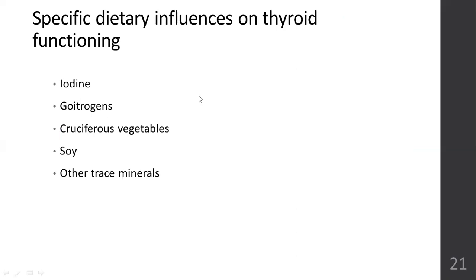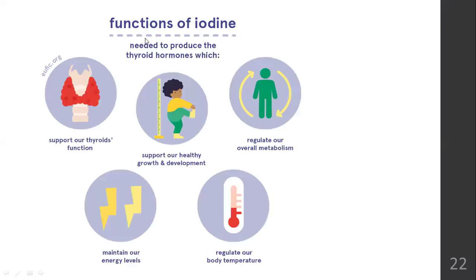Coming to the specific dietary influences on thyroid functioning. These are the nutrients that we will discuss when it comes to diet in thyroid disorders: iodine, goitrogens, cruciferous vegetables, soy products, and other trace minerals. So, iodine.